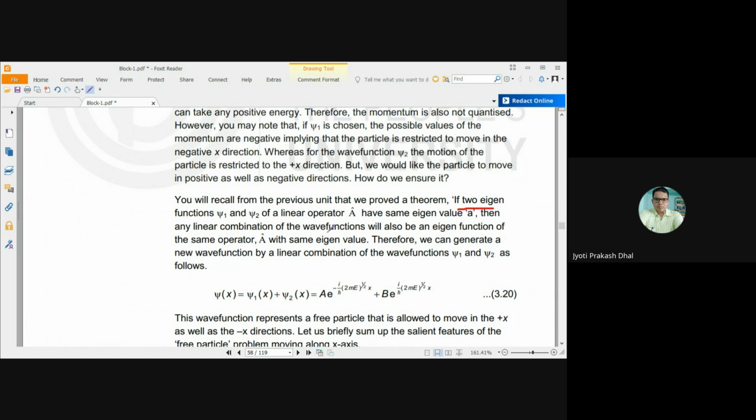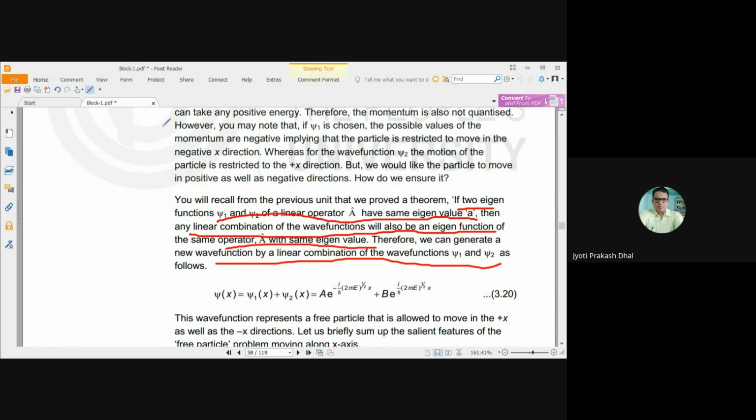If two eigenfunctions psi1 and psi2 of a linear operator A cap have the same eigenvalue a, then any linear combination of the wave functions will also be an eigenfunction of the same operator A cap with the same eigenvalue. So this is the principle of eigenfunctions. Therefore, we can generate a new wave function by a linear combination of psi1 and psi2.